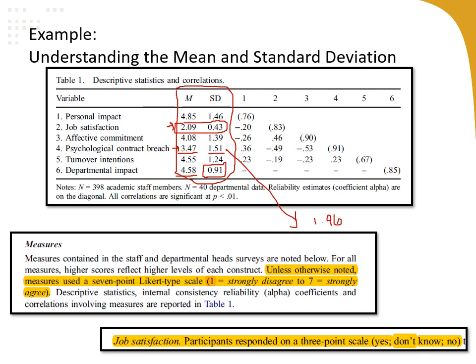And then you take that mean and add the standard deviation, so 3.47 plus 1.51, and you get 4.98. So on a 7-point scale, the majority of participants rated their psychological contract breach between roughly a 2 and a 5. You're never going to have to do this in this class, but I hope it gives you a better understanding of how the mean and standard deviation work together to tell you what the data looked like.